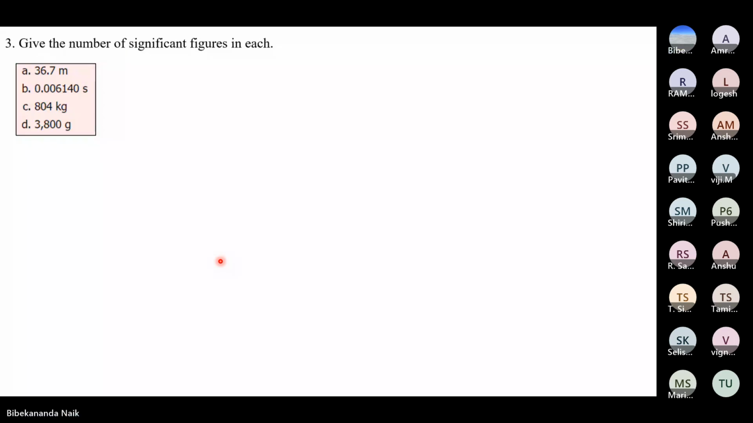And similarly, there is another problem which says give the number of significant figures in each case. So can anyone tell me in A, what will be the number of significant figures? Anyone? Can you see my screen properly, or is there any issue?